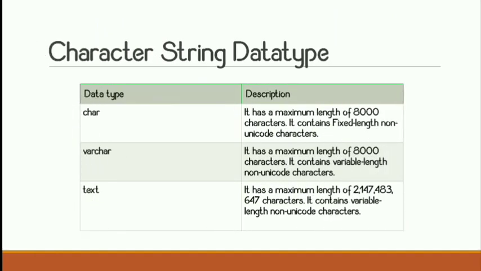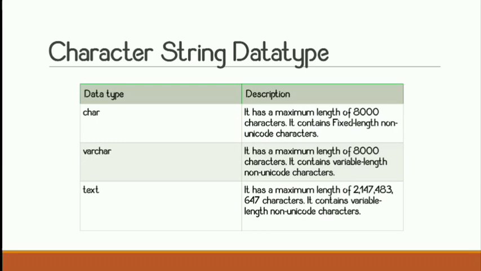The next data type is character and string data type. In this, the first data type is char. Char is basically used to specify a character. The maximum length is 8000 characters. It contains a fixed length and non-Unicode characters. So this particular data type has a fixed length. You cannot exceed that particular length, and it has non-Unicode characters also.